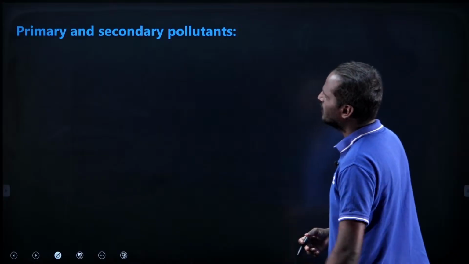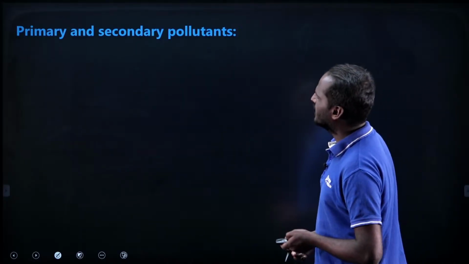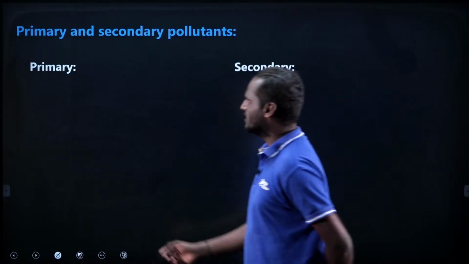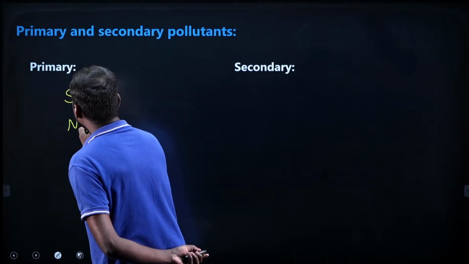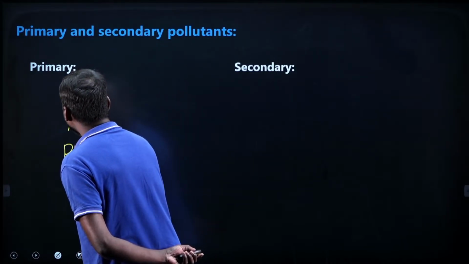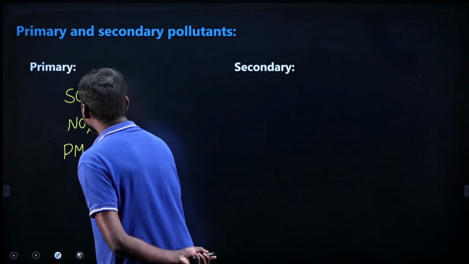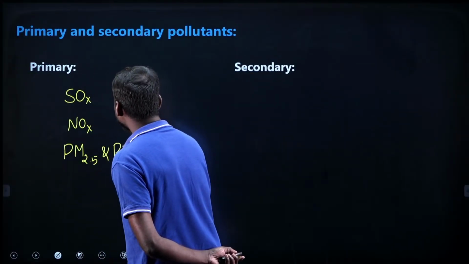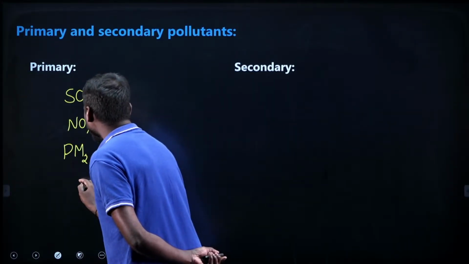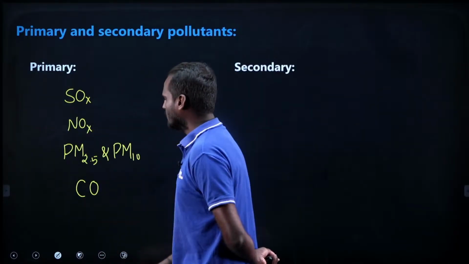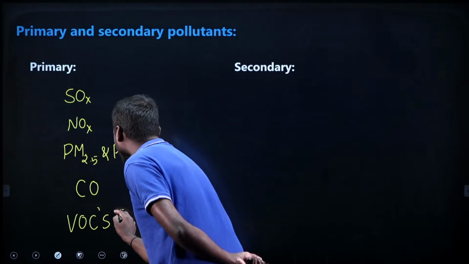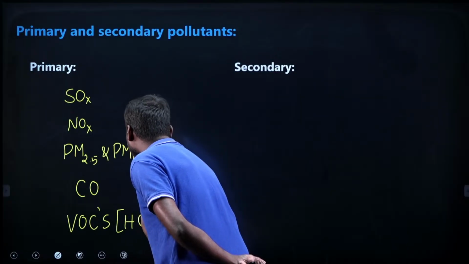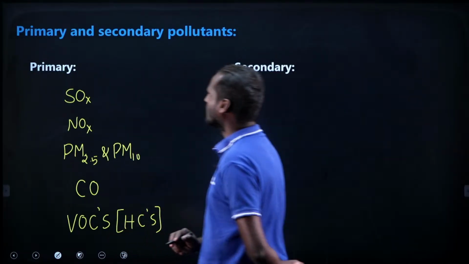The next one. Okay, let me take the primary and secondary pollutants list. You can also write it easily. Primary pollutants: we have oxides of sulfur, oxides of nitrogen, PM 2.5 and PM 10, and carbon monoxide, CO, as well as volatile organic compounds, which are also known as hydrocarbons. You can say HCs. These are all the primary pollutants.